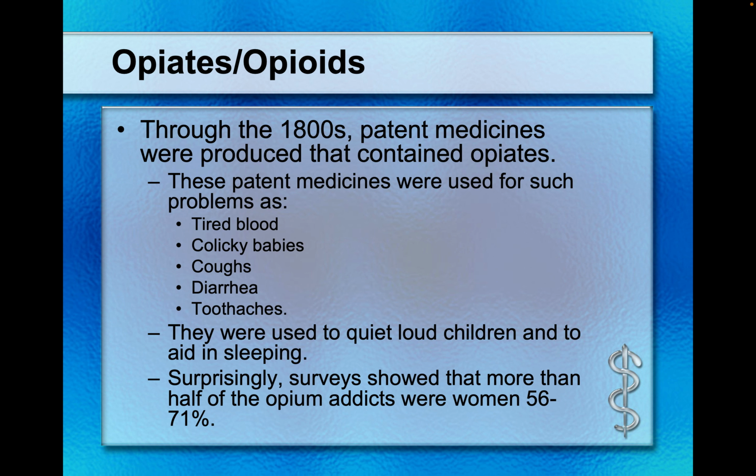Through the 1800s, patent medicines were produced that contained opiates. These patent medicines were used for such problems as tired blood, colicky babies, coughs, diarrhea, and toothaches. They were used to quiet loud children and to aid in sleeping. Surprisingly, surveys showed that more than half the opium addicts were women, about somewhere between 56 and 71%.